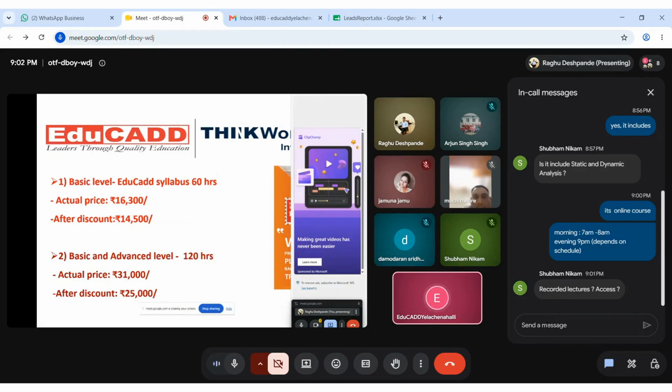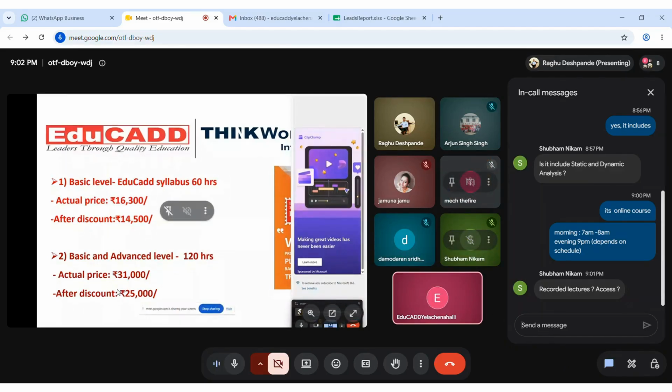And certification will be there at the end for students, especially if you are looking, even at your corporate level, for any certification courses. Ours is an ISO certified center, so definitely it will be a value add to your CV. And even if you are looking for professional promotions at your workplace, you can definitely submit through EduCADD.